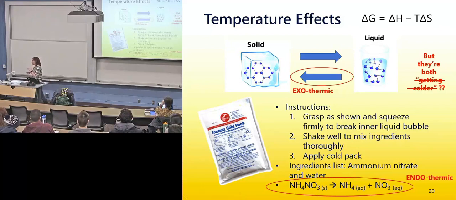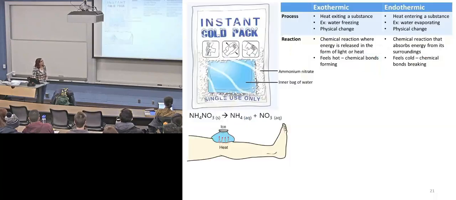Unless anybody already knows what kind of bonds I'm making when I freeze water that aren't there in liquid water, or aren't consistently there. Hydrogen bonds, exactly. So again, here's another picture of my instant cold pack. It's one use: once I break the water and let it mix in with the ammonium nitrate and dissolve this into my ions, this reaction is going to proceed spontaneously. I do have to put in that initial energy to shake it up, get it going.